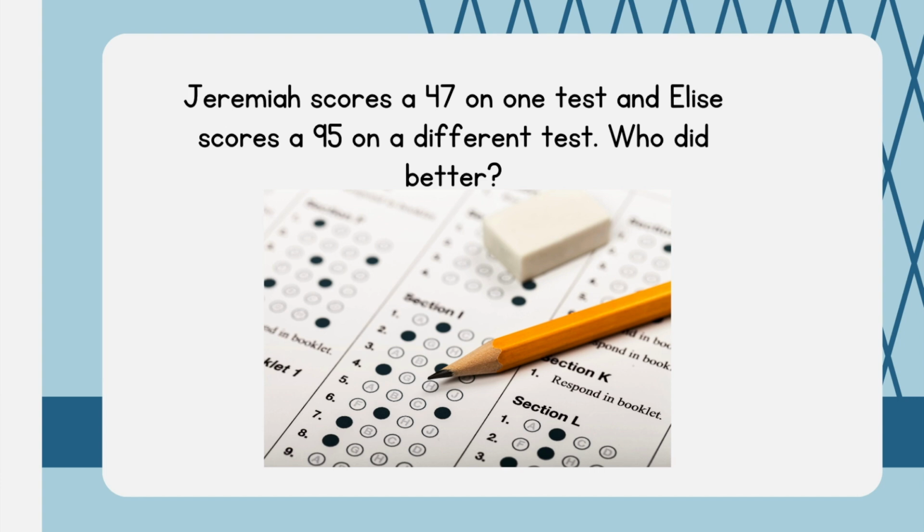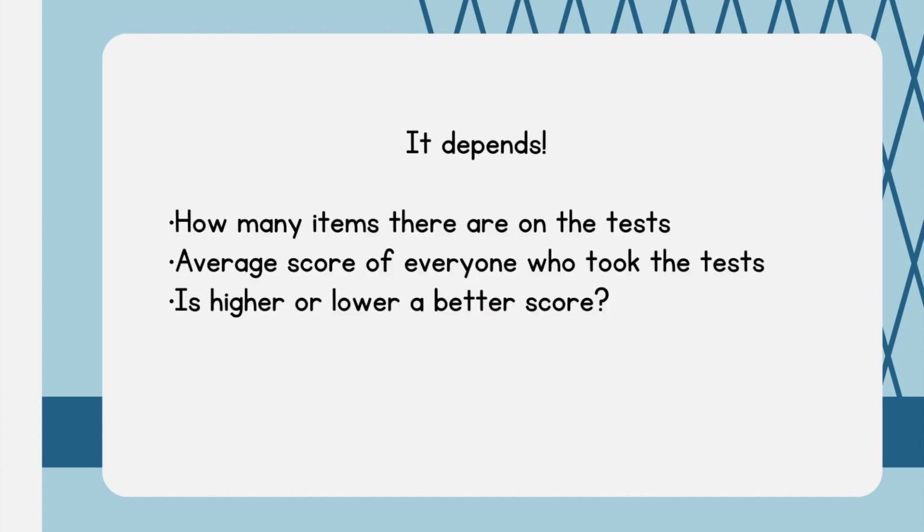Well, it depends. What if Jeremiah's score is a 47 out of 52? We'd be like, yeah, he did really well. But what if this is a score on depression? Or what if Elise made a 95, but then we look and it's 95 out of 1,000? The scores are different. So it really depends on if those numbers mean anything. We can look at how many items are there on the test, the average score of everyone who took the test. Is a higher score better than a lower score?